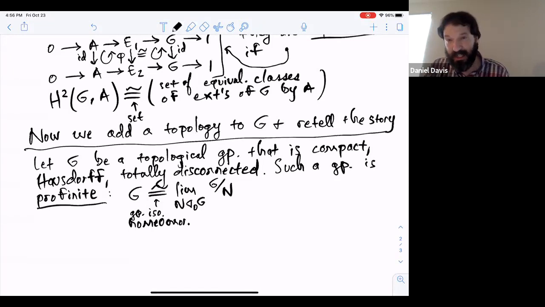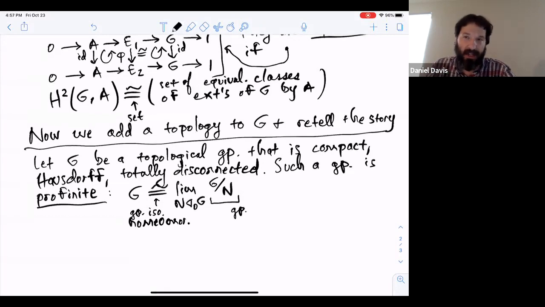Okay, so this inverse limit is over all the open normal subgroups of G. One thing that means is, N is normal, so this is a group. And it turns out that because N is open, this is a finite discrete group. So each one of these G mod N's is a finite group, and it naturally has the discrete topology.